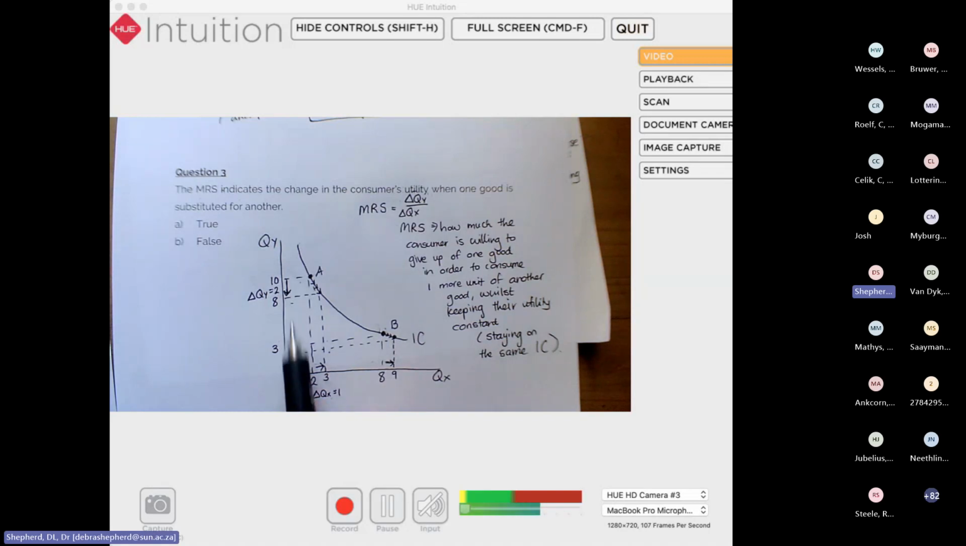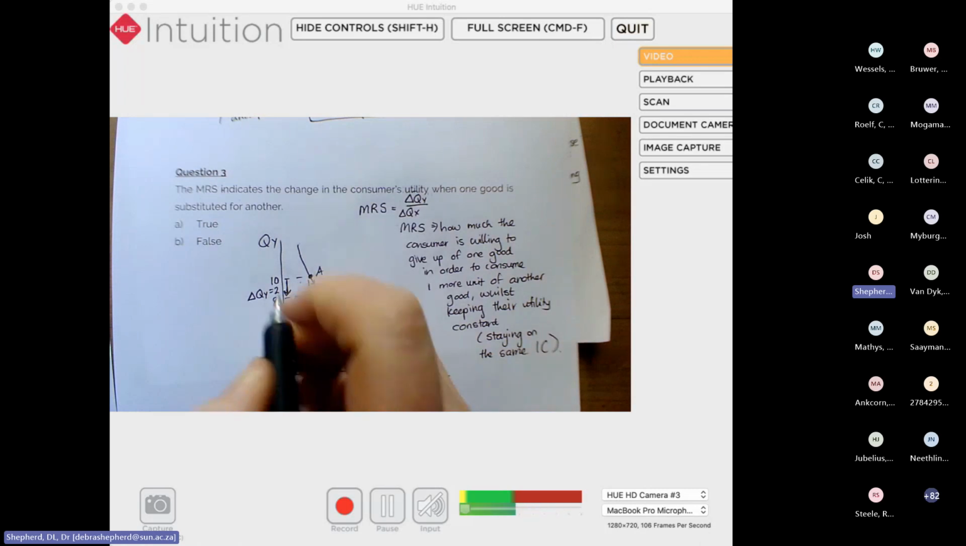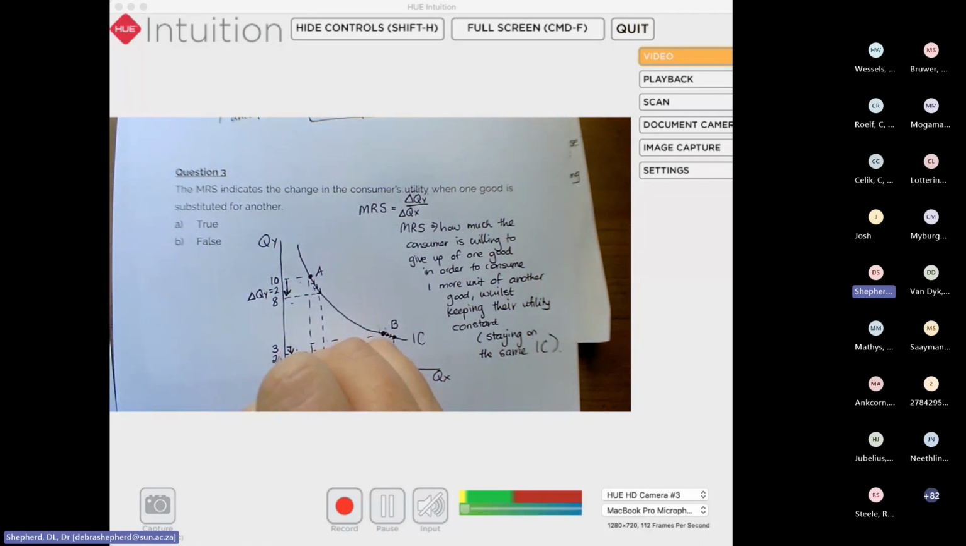Does anyone want to write down in the chat why it is that when I'm at A, I'm willing to give up 2Y for an extra X, but when I'm at B, I'm only willing to give up, let's say, half a unit of Y to get 1 more unit of X? Anyone see why that might be the case using the picture? And then I'll answer your question, Ms. Brewer, because I think it's a good question.